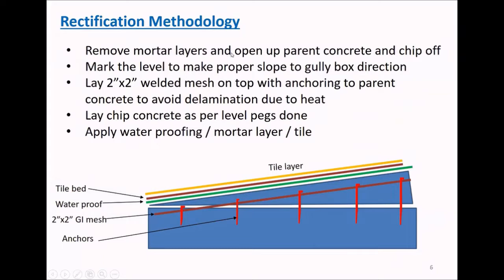Rectification method: we used to do this kind of rectification. Now we have only the flat slab. What we do is apply some kind of anchors to the parent concrete and another horizontal sloping mesh. For this we can use 2x2 welded mesh. This is galvanized mesh available in the market. So lay the mesh, and now we can do the chip concrete, because there is no chance to delaminate, because we have already anchored it to the parent concrete.